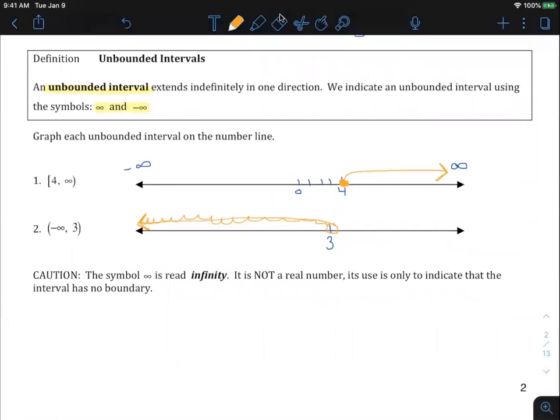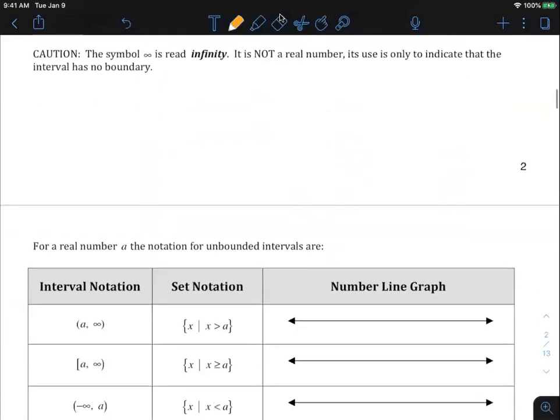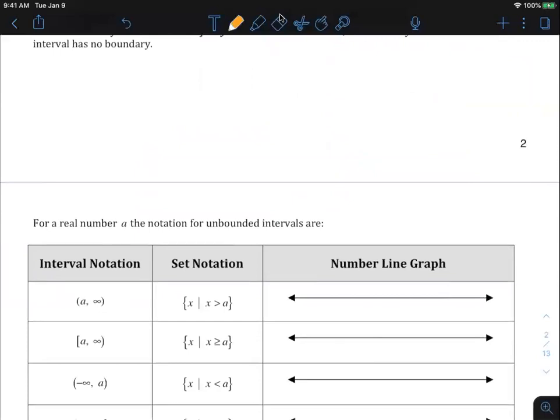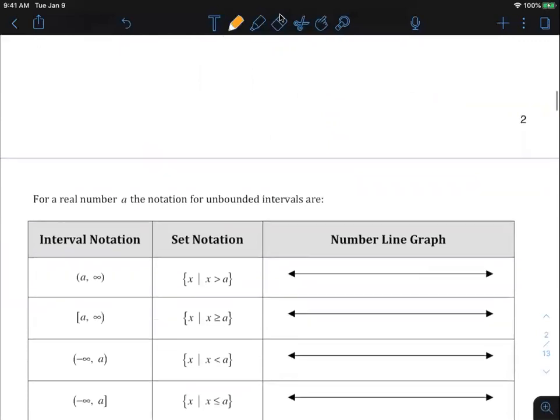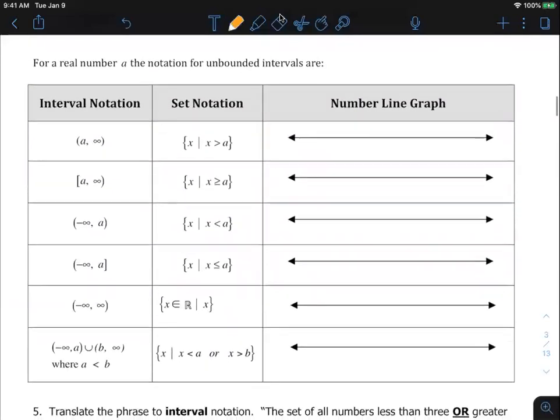Again, the infinity symbol is not a number. It's just telling you that it keeps going on and on and on. So let's continue to look at that. We're going to talk about interval notation, set notation, and number line. The only thing different here for you guys is set notation, because again, you guys have seen the interval notation in Algebra 2.